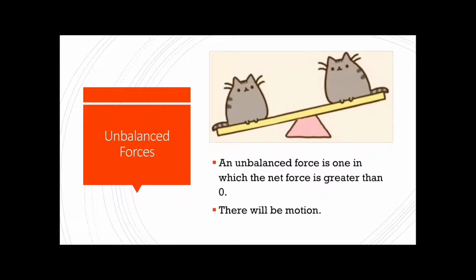But now let's talk about unbalanced forces. An unbalanced force is when the net force is greater than 0. So there's gonna be motion in this case. So look at these cats again. Yes, they look the same weight, but now all of a sudden the seesaw is tilted. So that means the cat on the left is applying more force to the seesaw than the cat on the right. So the net force would be greater than 0.